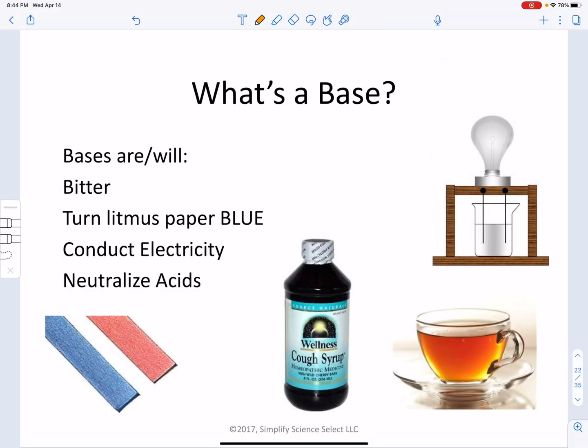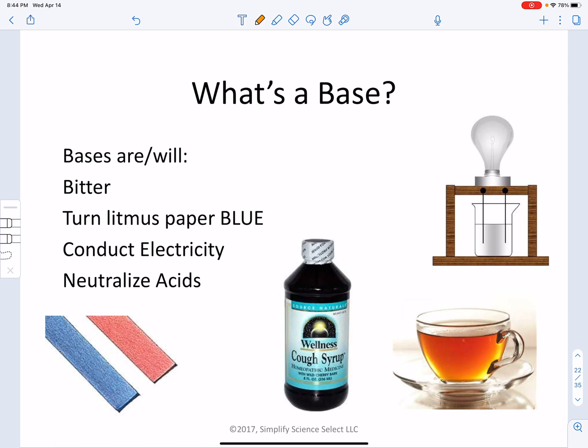All right, this is part 2 of 10.1, and all this information is going to be about bases. We're going to see how bases are similar to acids in some ways, but also different in many ways. So we're going to start with our properties of a base. Bases will taste bitter. Remember that acids taste sour.